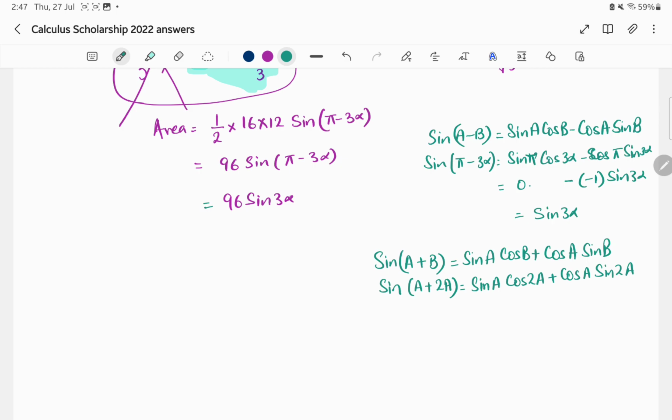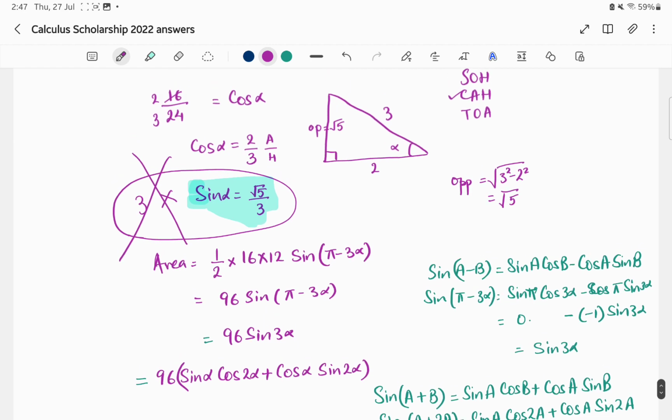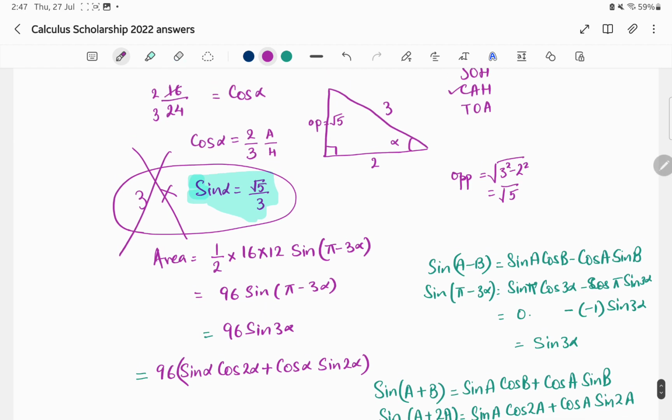So here now we can convert a's to alphas. So this can become, I'll start writing from here, 96 sine alpha cos 2 alpha plus cos alpha sine 2 alpha. Now we have quite a few values from this, but we'll have to find the other values. So let's go back and see which values we have. We have cos alpha and sine alpha.